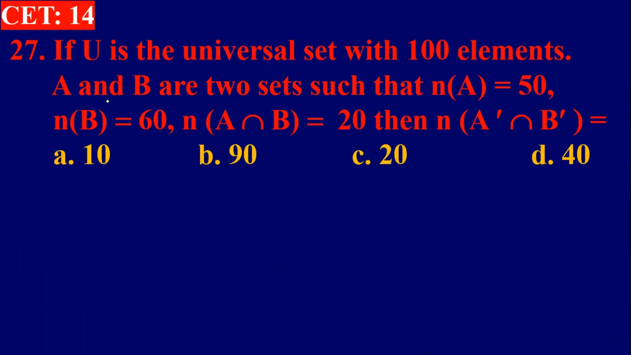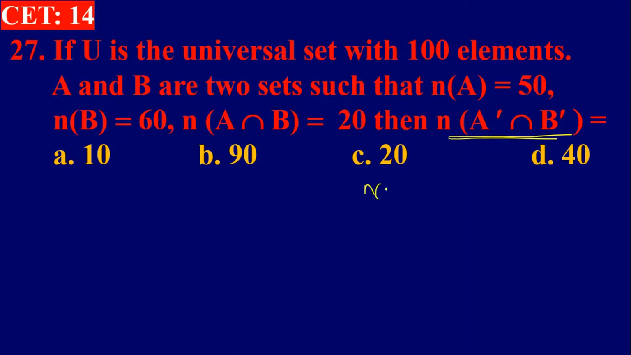Next question, it is from CET 2014, question number 27. If U is the universal set with 100 elements and A and B are two sets such that n of A equal to 50, n of B is 60 and n of A intersection B is 20, we have to find n of A dash intersection B dash. Here also we can use a Venn diagram or else we can use the formula. Now we see what is n of A dash intersection B dash.